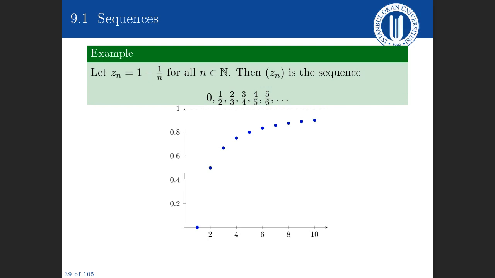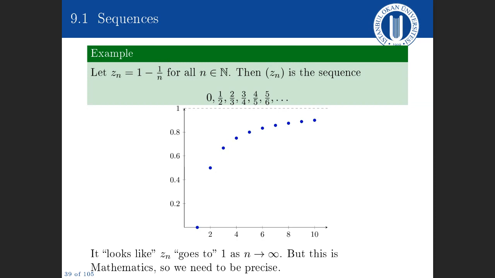Look at the sequence. zn is 1 minus 1 over n. This is the sequence 0, a half, 2/3, 3/4, 4/5, 5/6, etc. It looks like the sequence goes to 1 as n tends to infinity, but this is mathematics, and in mathematics we need to be precise.